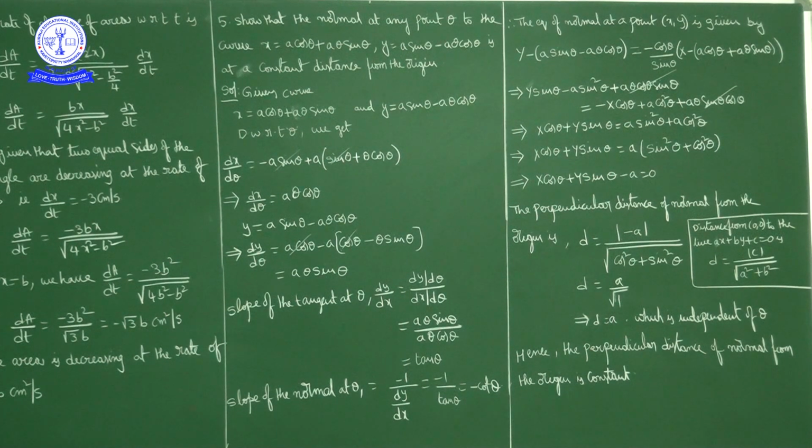Now the perpendicular distance of the normal from the origin, if you consider it as d, is equal to the modulus of minus a by the square root of the coefficient of x whole square plus the coefficient of y whole square, that is the square root of cos square theta plus sin square theta, that is 1, so the denominator is 1. So d is equal to a. So d is equal to a, a constant, which is independent of theta, meaning the perpendicular distance of the normal from the origin is a constant.